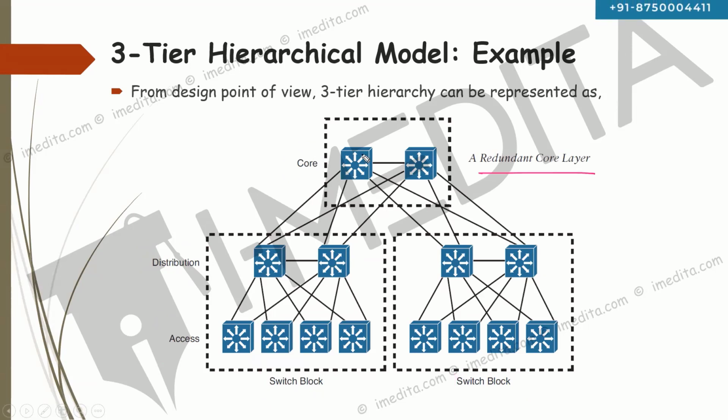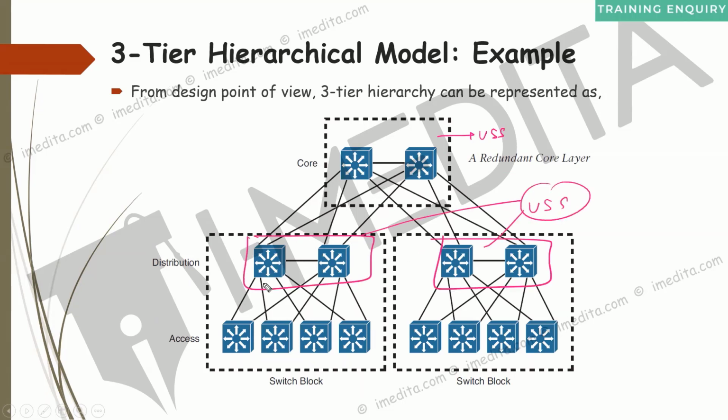We have a redundant core layer, meaning we have 2 devices at the core layer. We can have multiple links at the core layer. We can perform VSS bundling at the core layer. We can also have a VSS bundle here and here, for example, if you want. We can have the EtherChannel.